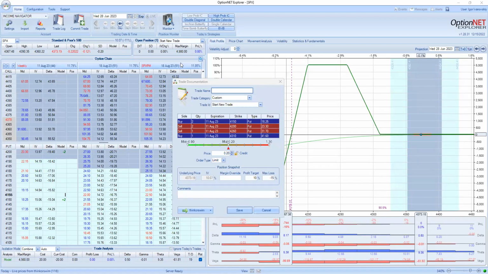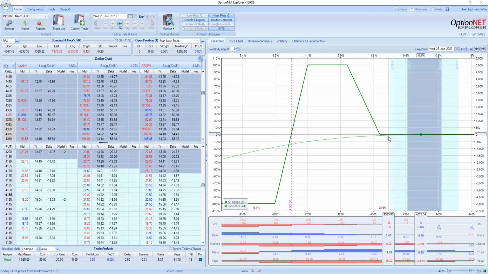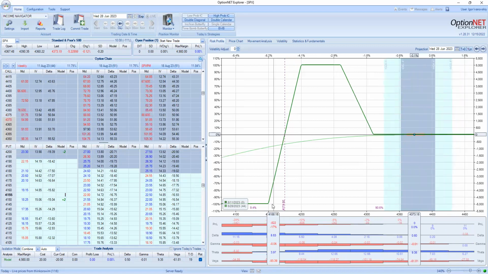Right, so we collect a slight net credit. We have 2 put credit spreads and 1 put debit spread. Both are 50 points wide.